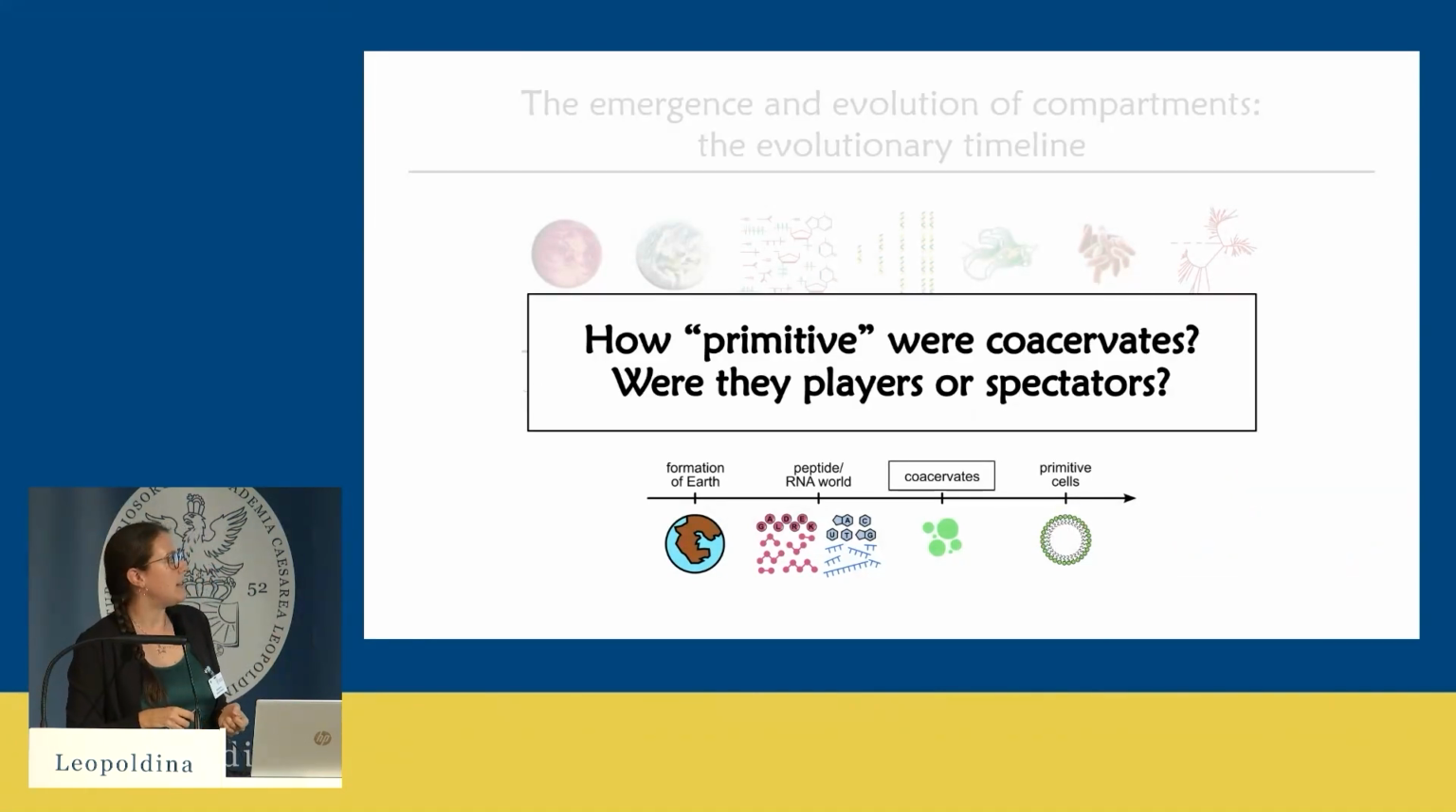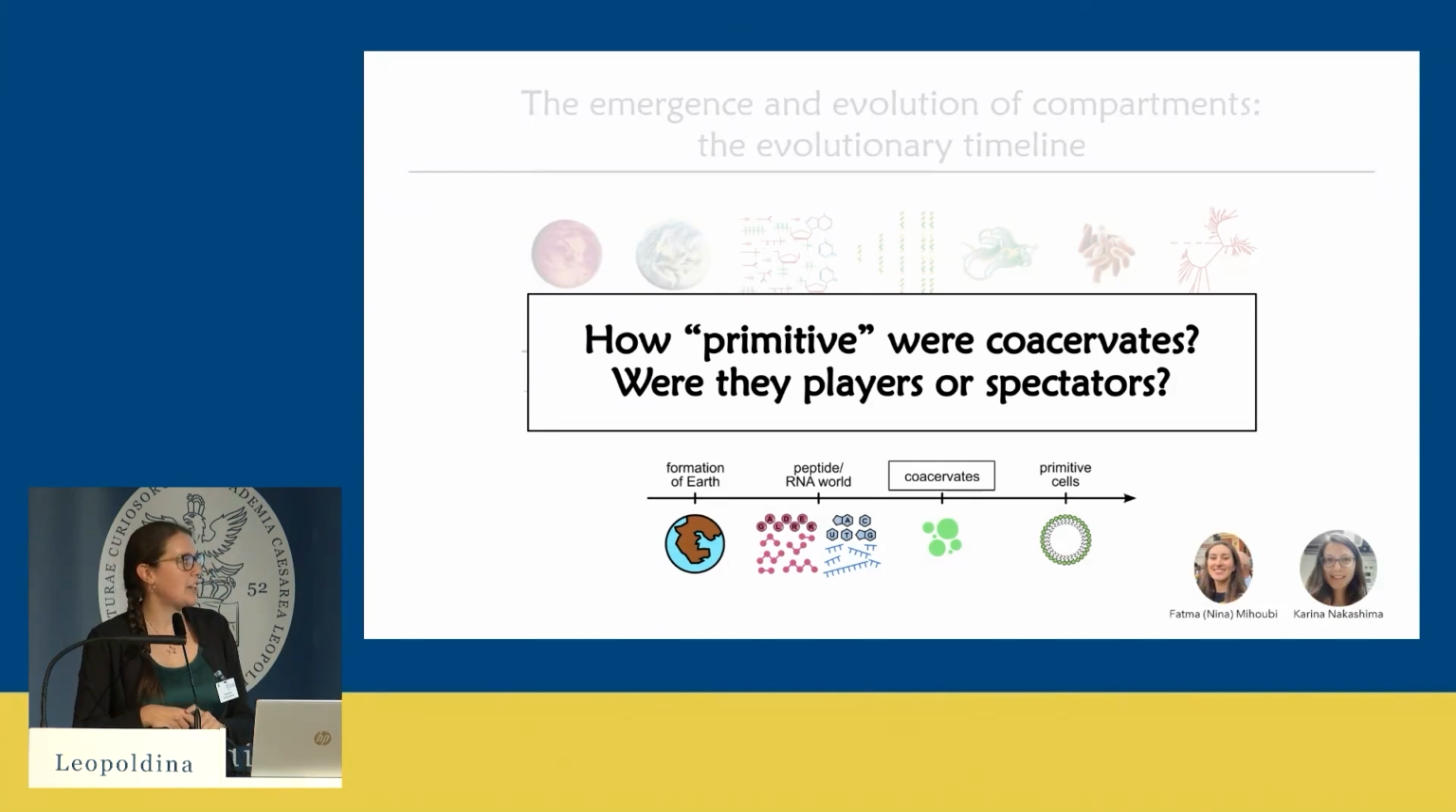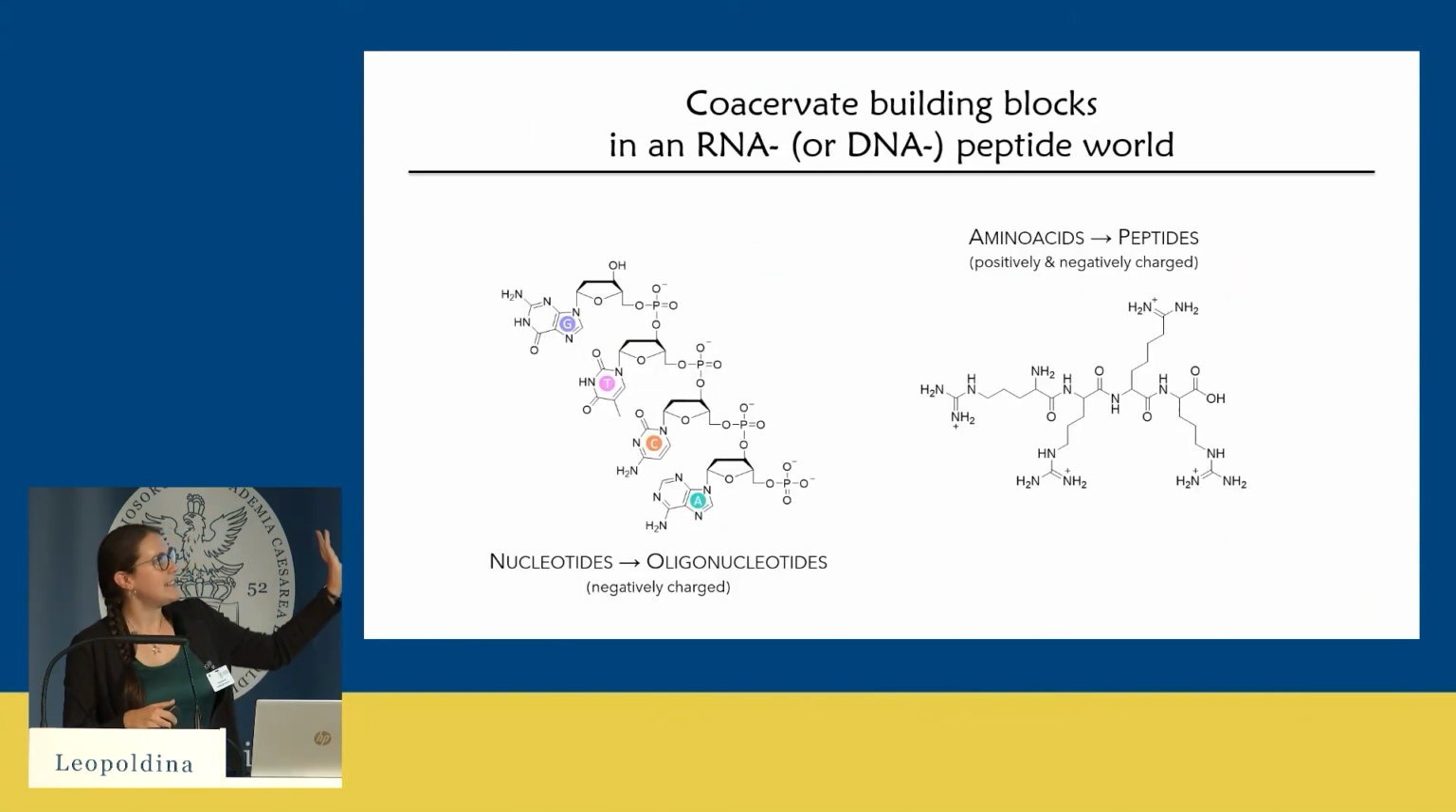So the question then becomes, how primitive could coacervates be? Is it possible that they formed with much simpler, much shorter, and less sequence-specific polymers, or were they actually a late invention in the evolutionary timeline? And if they were there, how do they influence the chemistry that is taking place on early Earth? So this is mainly the work that Nina and Karina have done in the past year. And these are, let's say, the key players that we are working with.